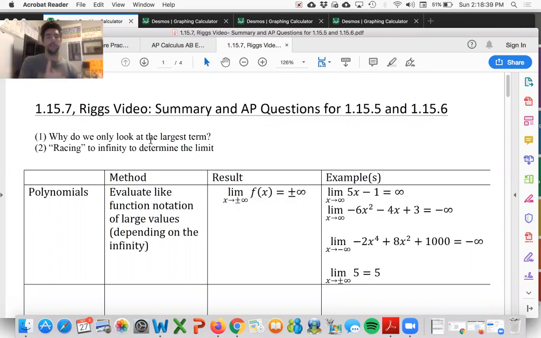So we look at the largest term because at really big values, that is the term that's going to have the most impact on where the y value, the output value goes to. So that's what we just worry about, the largest term.